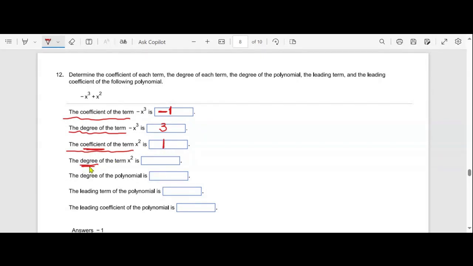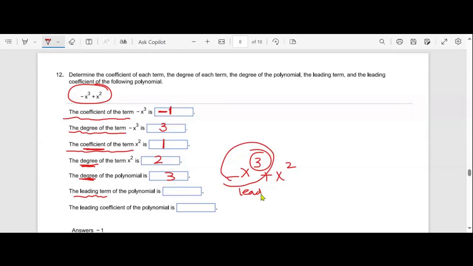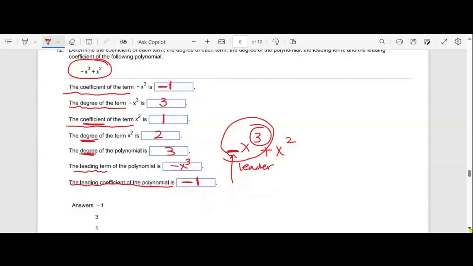1, correct. And what's the degree? 2. X squared, 2. What's the degree of the polynomial, the whole polynomial? 3. Right. The degree is the highest one, which is 3. What's the leading term? Who's the leader? Negative x cubed. What's the leading coefficient of the polynomial? -1, because here this is negative. Okay? Clear or not clear? Clear.